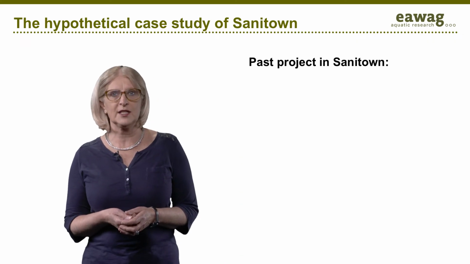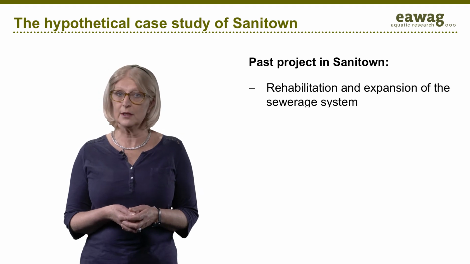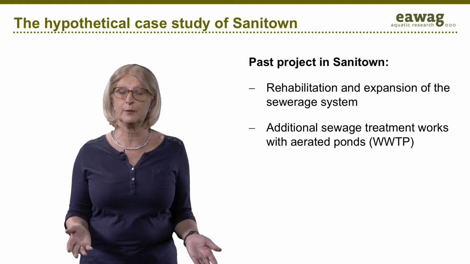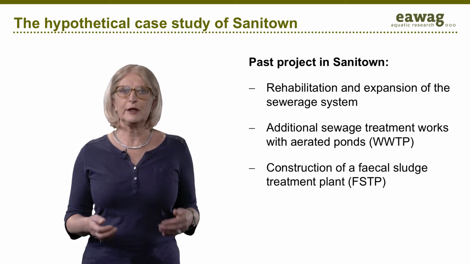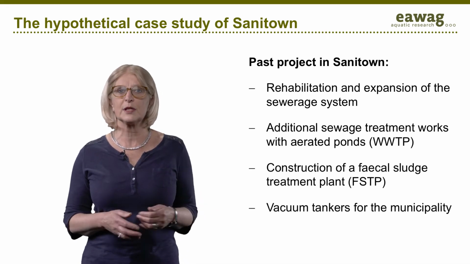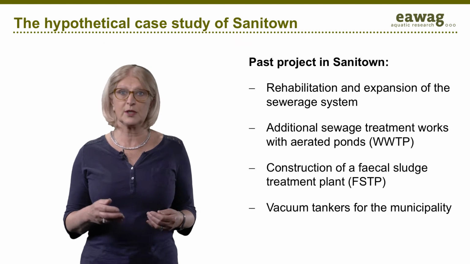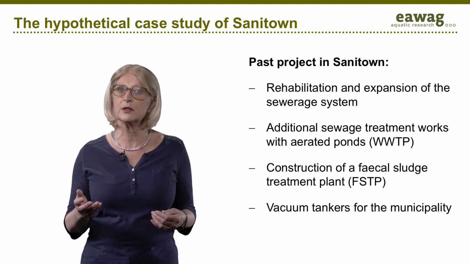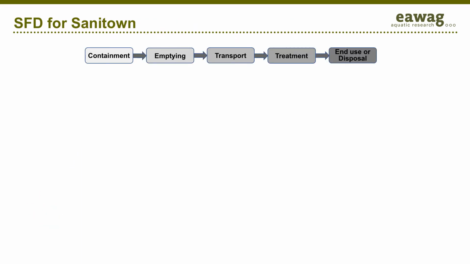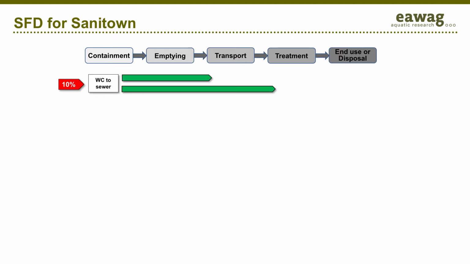In the city of Sanitown, a major project rehabilitated and expanded the sewerage system and built an additional treatment works with aerated ponds. It also built a fecal sludge treatment plant and equipped the municipal authority with vacuum tankers for fecal sludge. A few days' training was given to the responsible municipal sanitation department staff 5 years after the project ended. The central area, comprising 30% of the city, is served by a sewerage system. But only a third of the population living in the area are actually connected to it.